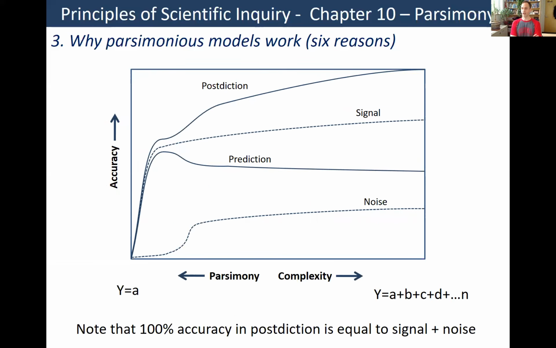All right, so highlighting again what I hinted at in the previous slide, it's worth noting that 100% accuracy in post-diction is exactly equal to signal plus noise. It's worth noting as well that prediction is signal minus that noise in general, not 100%. But mostly it's worth noting that post-diction is enhanced when the model signal plus noise is incorporated.